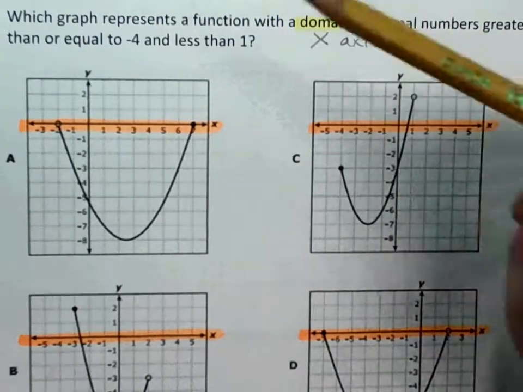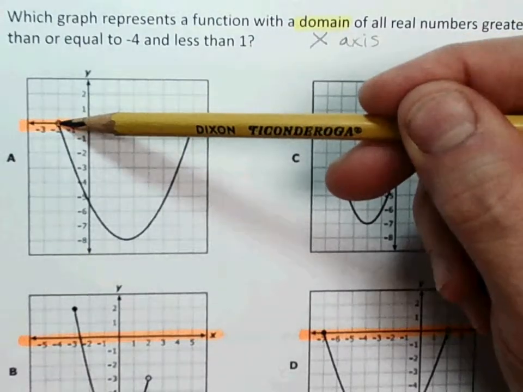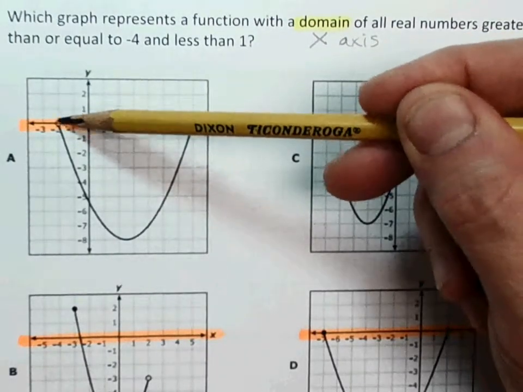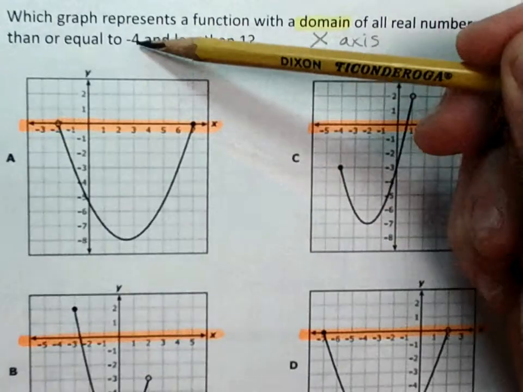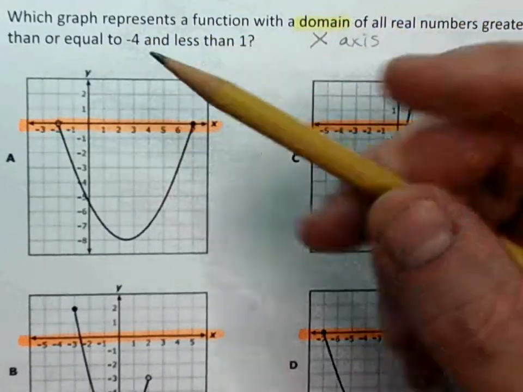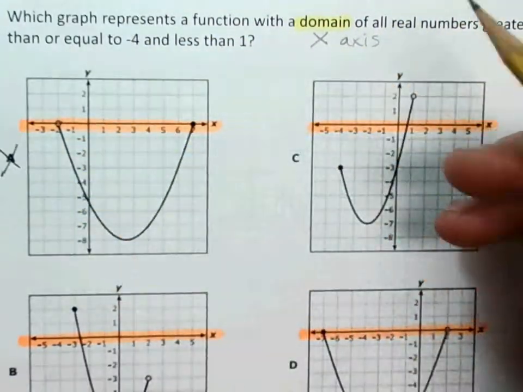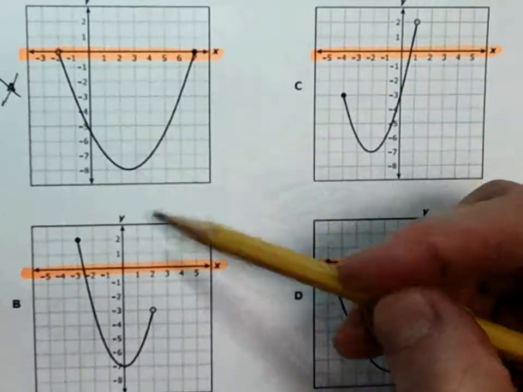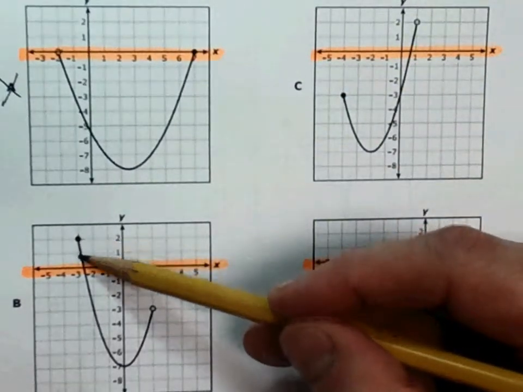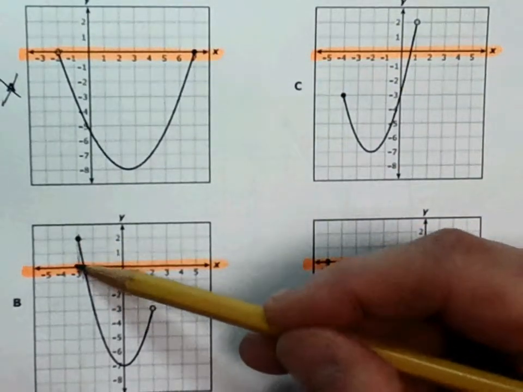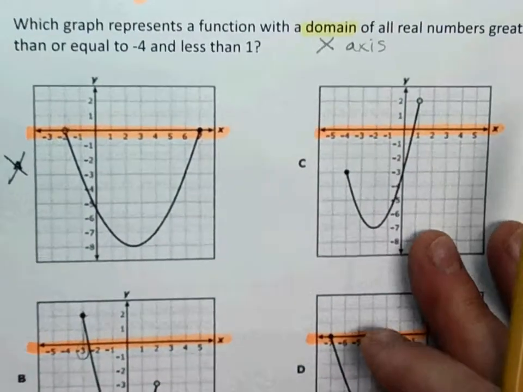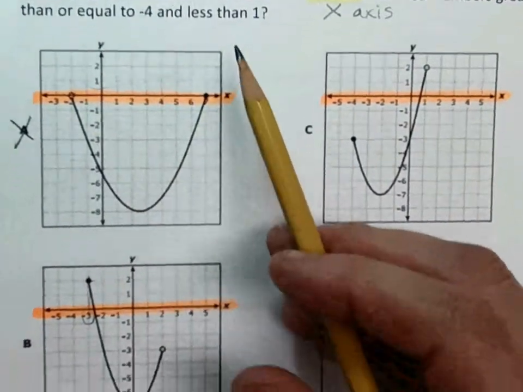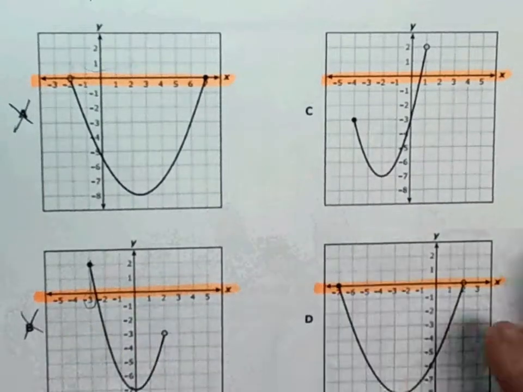Okay, so now let's see. Where does this graph cross the x-axis? At a -2. I need a -4. Sorry, A, you're gone. How about B? Well, if I take my graph and come down here, it gives me a -3. What did I need? I need a -4. Sorry, B, you're no good.